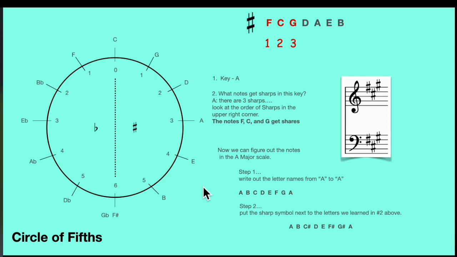Write out your A scale. A, B, C, D, E, F, G, A. Without regard to sharps or flats, just write the letters A, B, C, D, E, F, G, A, and put the sharp symbol next to the letters that get sharps. F sharp, C sharp, G sharp, and there's your A major scale. A, B, C sharp, D, E, F sharp, G sharp, and A.